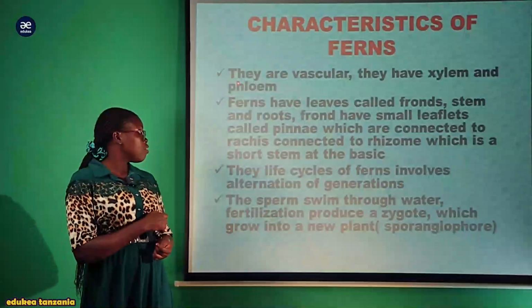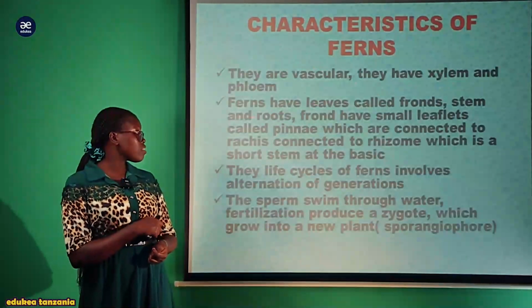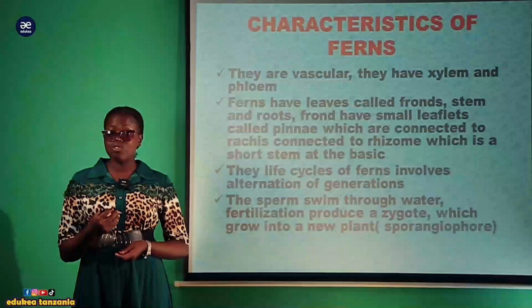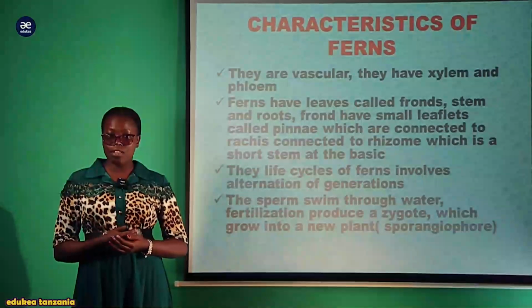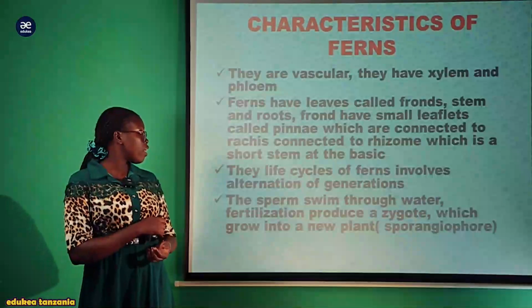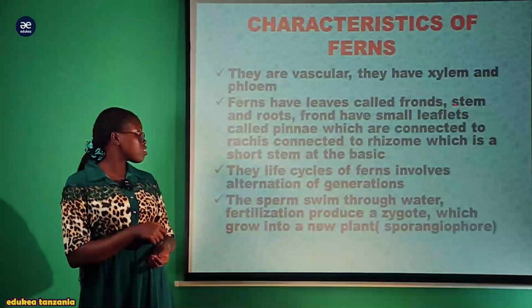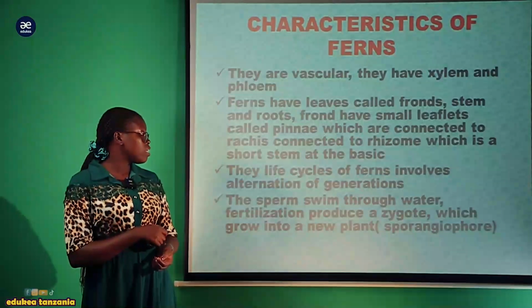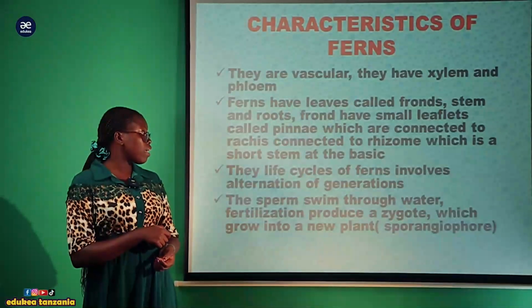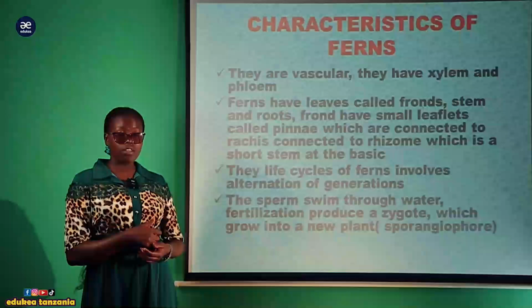First of all, they are vascular, they have the xylem and the phloem. This plant tends to have primitive vascular tissue, meaning that they have primitive xylem as well as phloem. Also, the fern has leaves called fronds, and they have stem and roots. The fronds are found on small leaflets called the pinnae. So they tend to have leaves, in which their leaves are called the fronds.